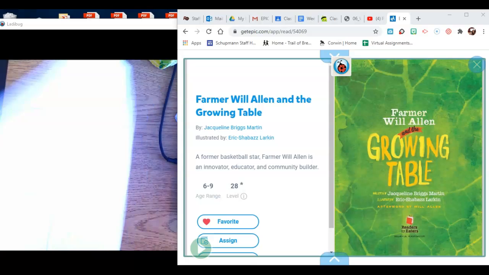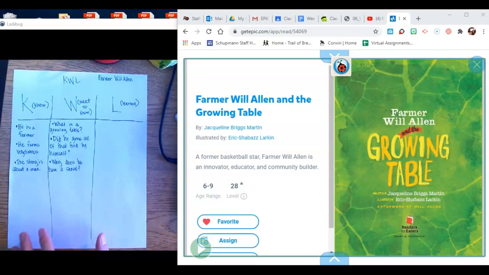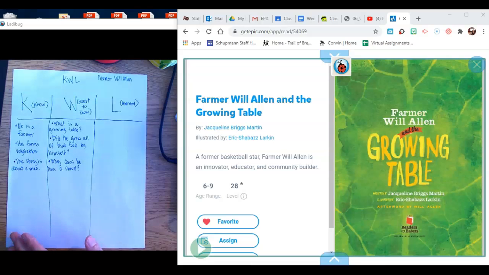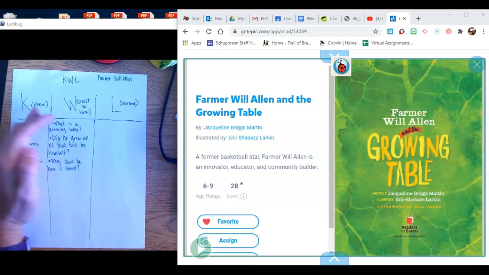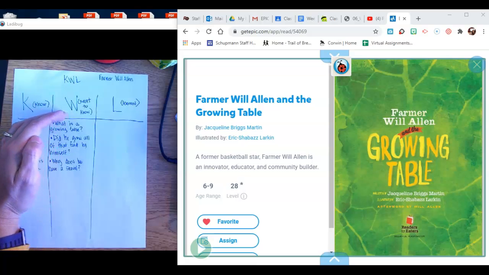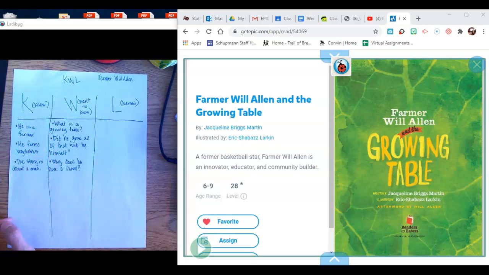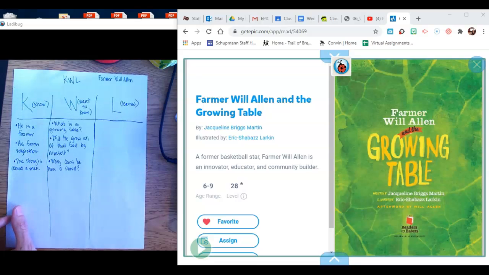We started our live meet this morning, just reviewing that KWL chart for Farmer Will Allen. And just as a refresher, that K column stood for what I know based on the title and the illustration, if there is any. The W stands for what I want to know. So just based again on that title and the illustration, before we read, what are some questions that you can come up with that you want to know about that book?